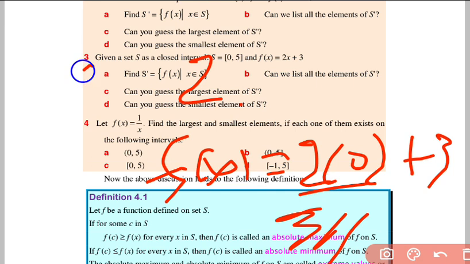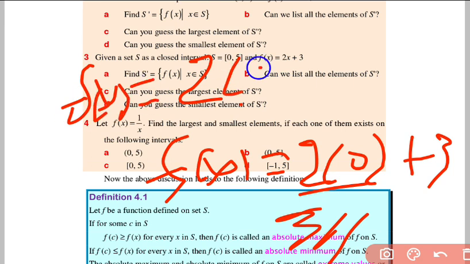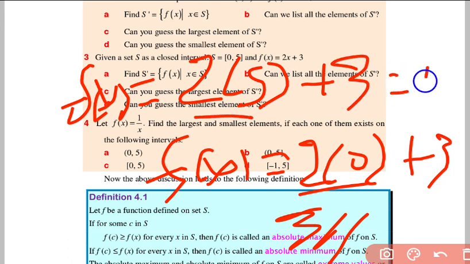f of 5 is 2 times 5 plus 3. 2 times 5 is 10, 10 plus 3 is 13. Plus 3.